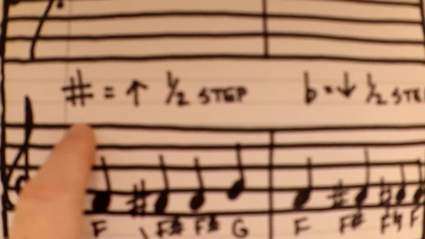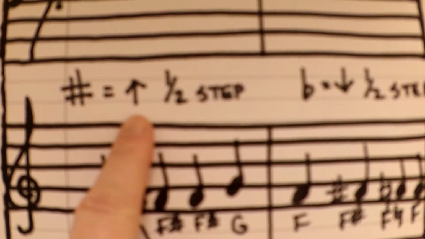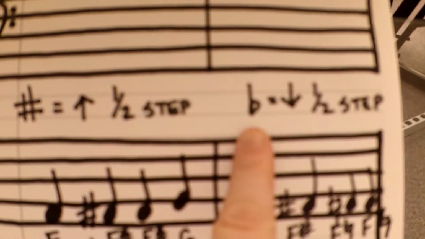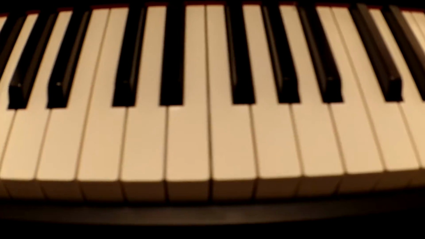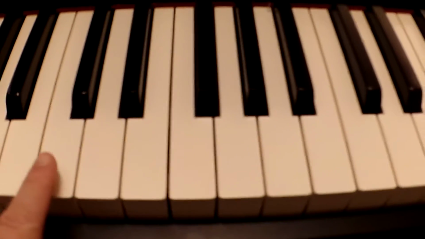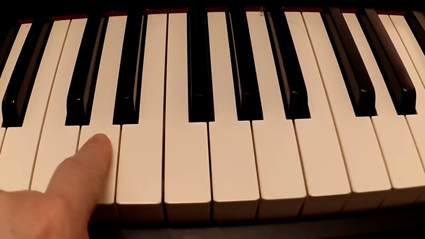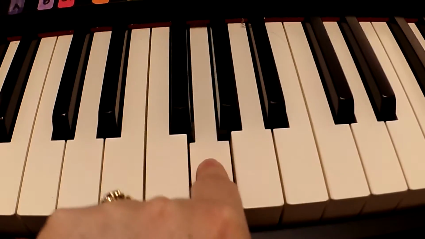All right, so here we have sharps, which move up a half step. Flats move down a half step. So let's look at our keyboard. What's a half step? A half step, if you were to play every note as you come to it, you're playing in half steps.